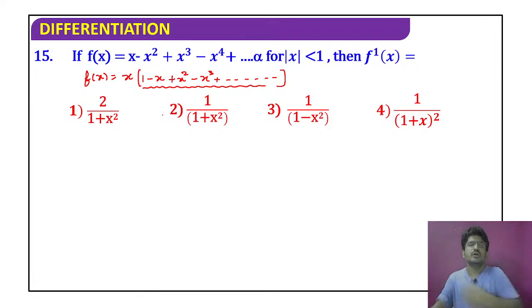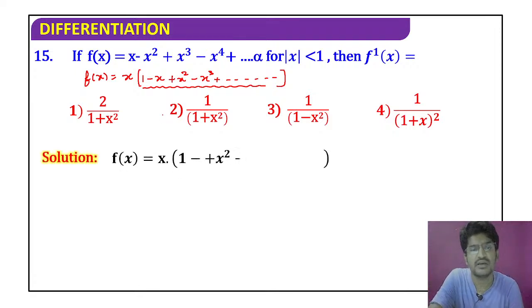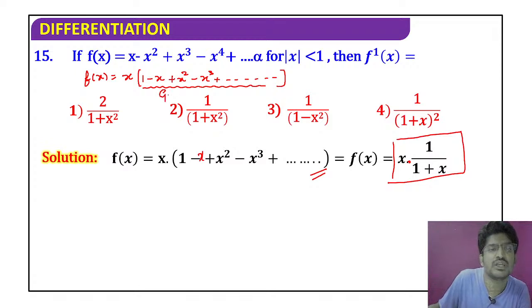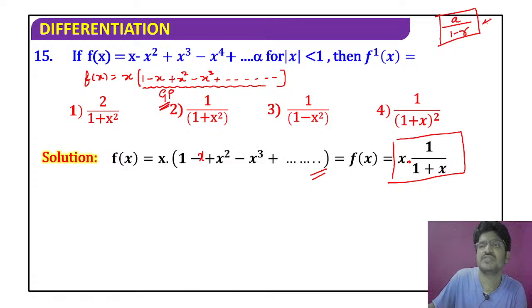Okay. So for that, you just see the same thing I have written here, that is by taking the x term common. Here you have x into 1 minus x plus x square minus x cube plus so on. They have written f of x as x into 1 by 1 plus x. See, these terms are nothing but a GP, geometric progression. These terms are in the form of geometrical progression. What is the formula for GP? A divided by 1 minus r. Okay, this is the formula for GP.